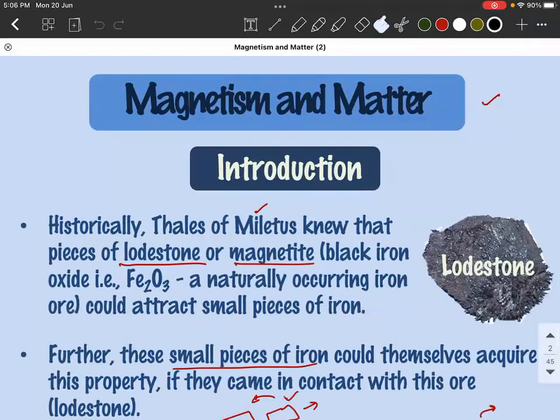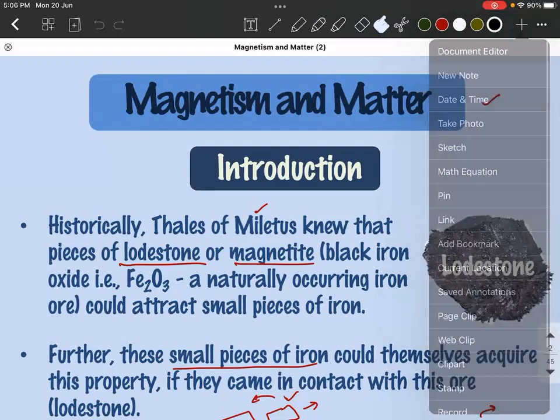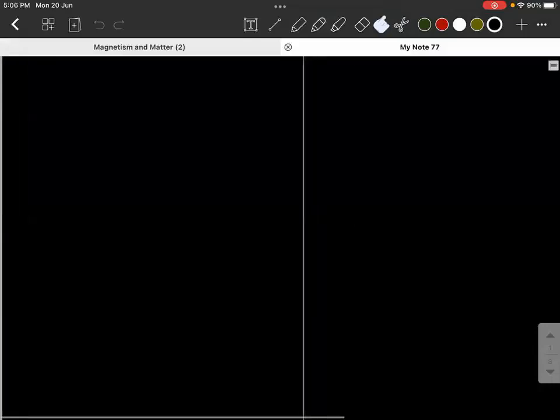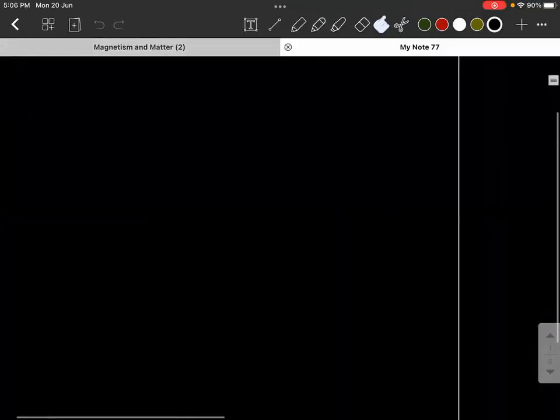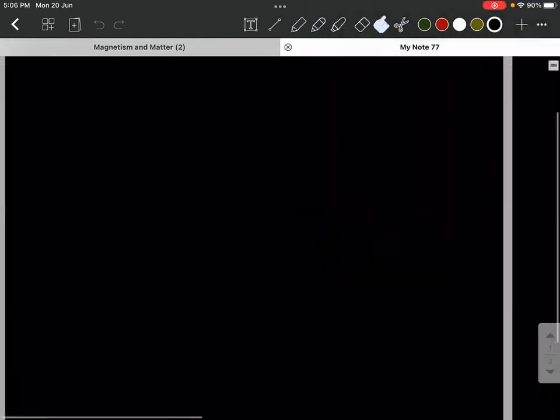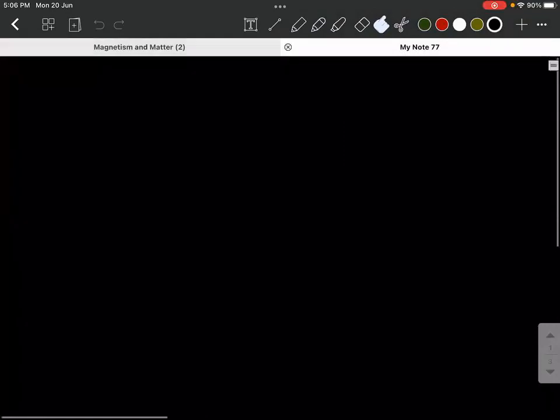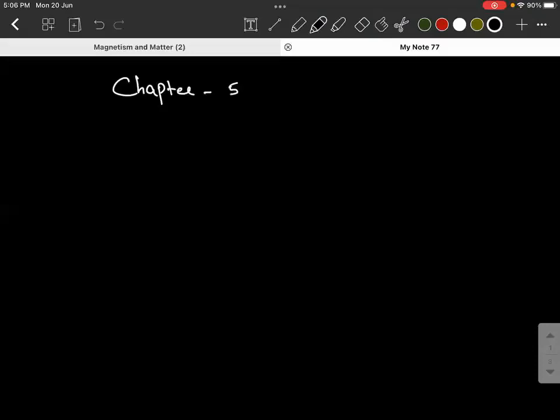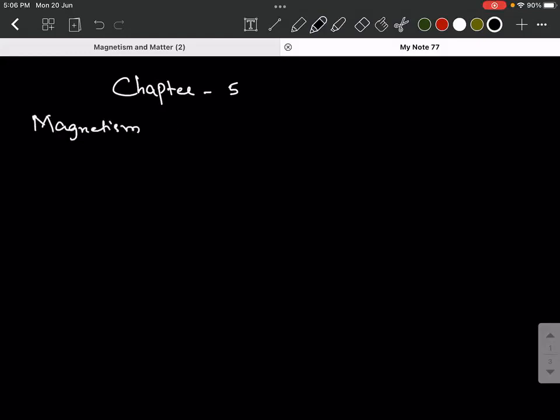So we'll start with the next chapter. So write out the next heading as Chapter 5. Magnetism and its matter.